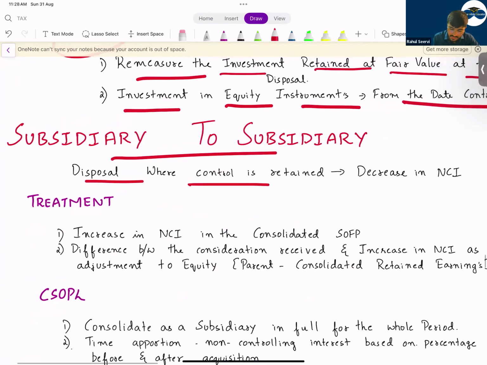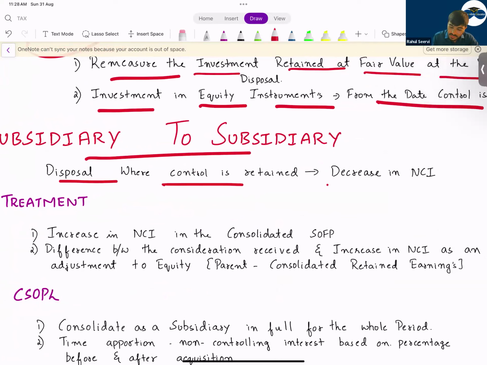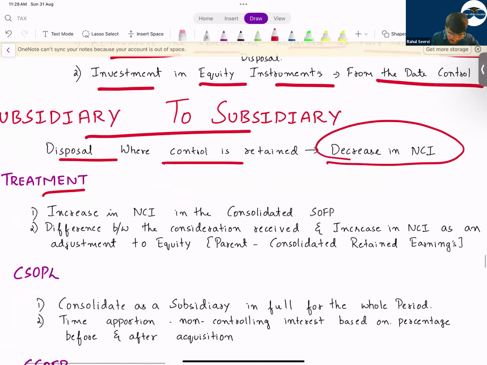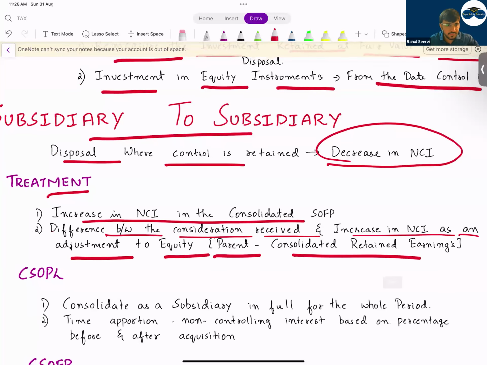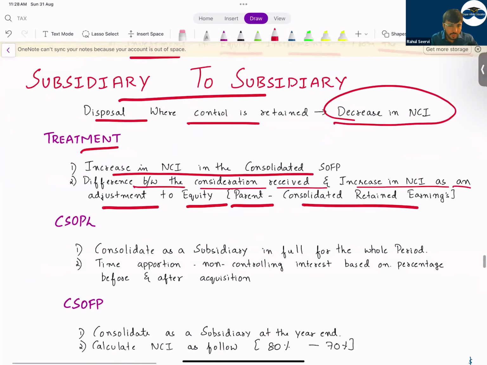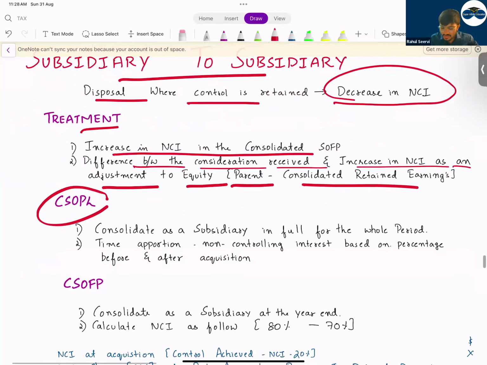Disposal where control is retained, decrease in NCI. Can I say the adjustment will be done in equity here? So treatment: increase in NCI in the consolidated financial statements, and the difference between the consideration received and the increase in NCI is an adjustment to equity. So the parent's retained earnings will take a hit here. Then sir, in P&L what should we do? P&L you'll normally consolidate fully, no issues. But what should we do?